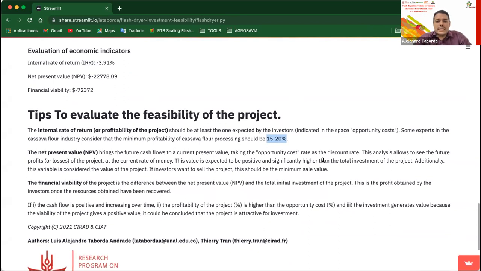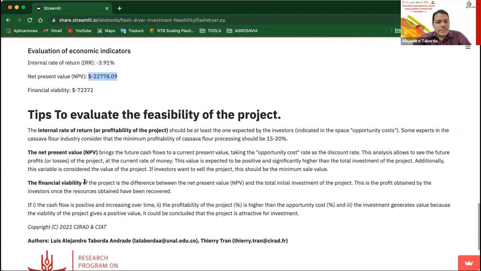So this analysis allows you to see the future profits or losses, as in this case, because in this first example we had losses at the current rate of money. So it is necessary to have this as a positive number to consider that it's a good business.